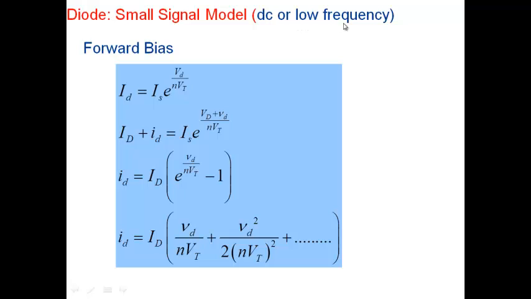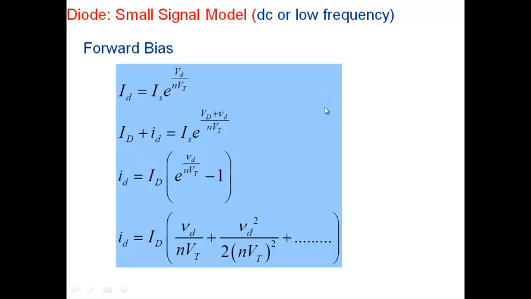Another thing that I want to emphasize here, I wrote here DC or low frequency model. Remember, the small diode voltage or the small diode current can be DC. It can be a sinusoidal voltage, a triangular wave, a square wave. It can be anything. All that we are saying is it's a small voltage. But the model that I have derived is for either DC or a low frequency sinusoid.